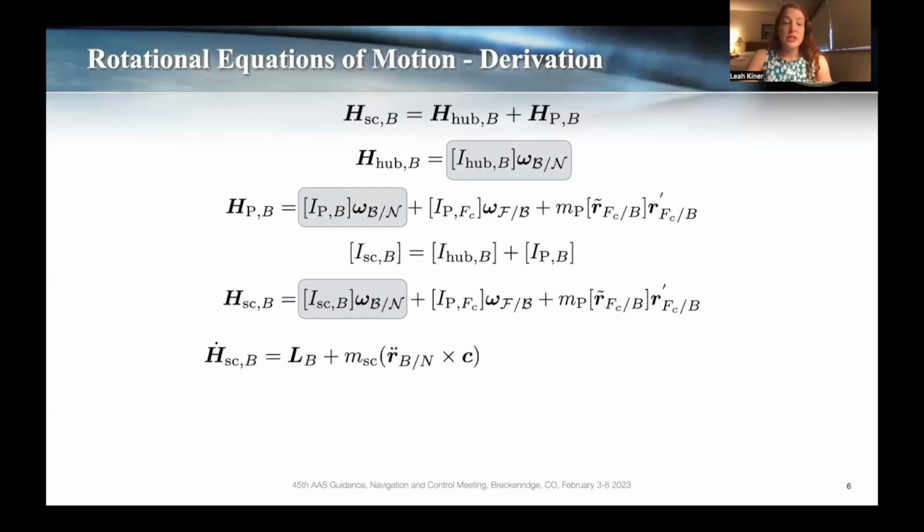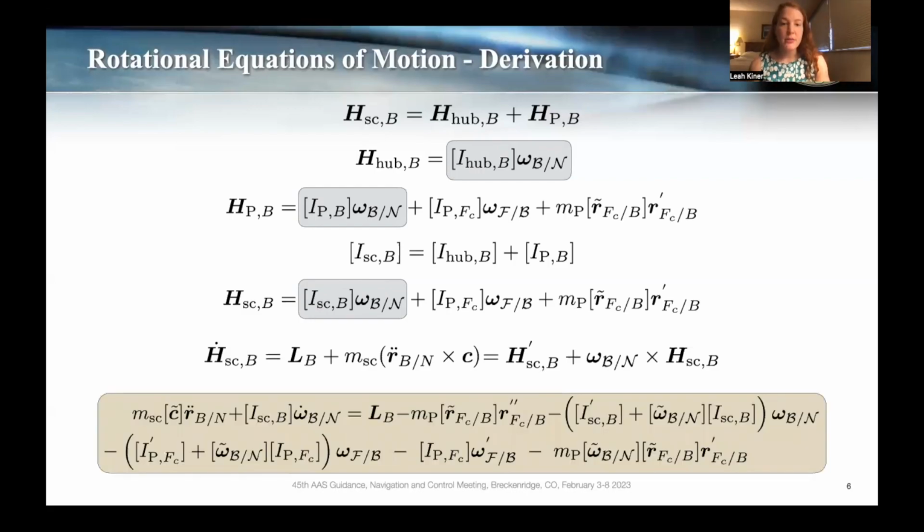And then we can essentially take our inertial time derivative here to get to our rotational equations of motion. And leaving out a great bit of math here, we essentially come to our rotational equations of motion for our spacecraft hub here.